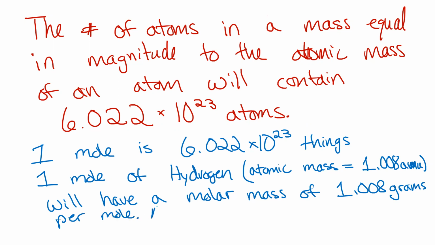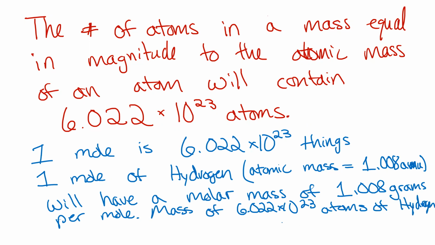which means the mass of 6.022 times 10 to the 23rd atoms of hydrogen is 1.008 grams. Okay. 1 mole of hydrogen will contain 6.022 times 10 to the 23rd atoms of hydrogen, and 1 mole of hydrogen will have a mass of 1.008 grams.